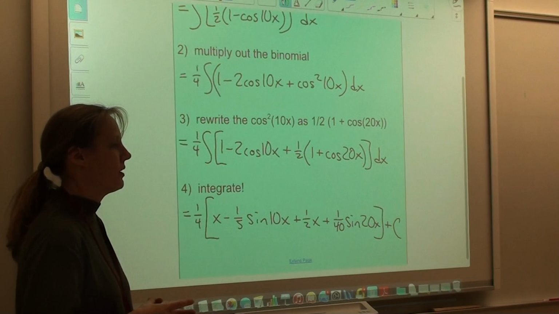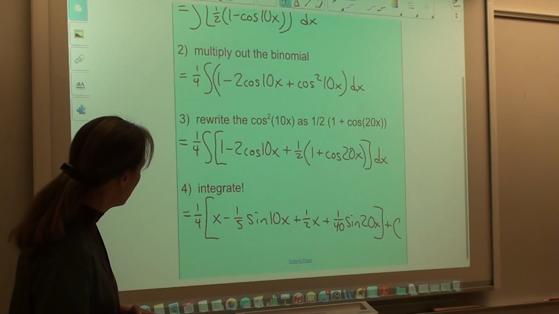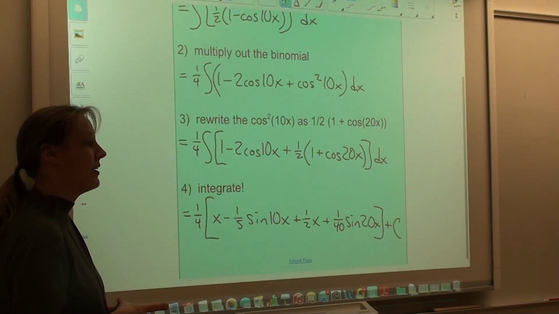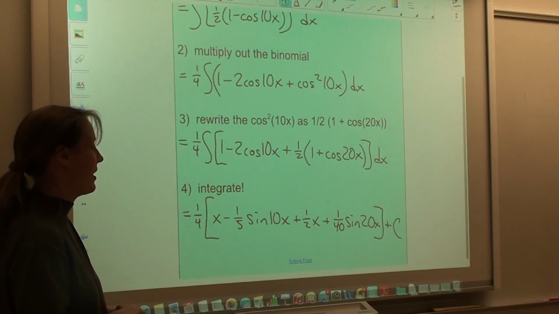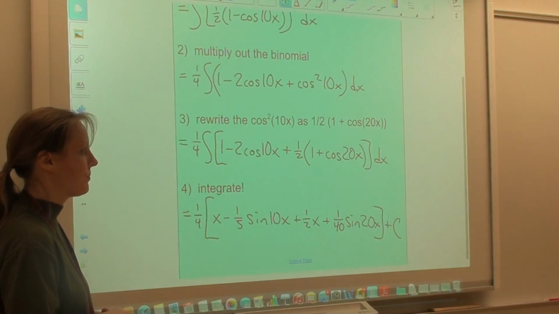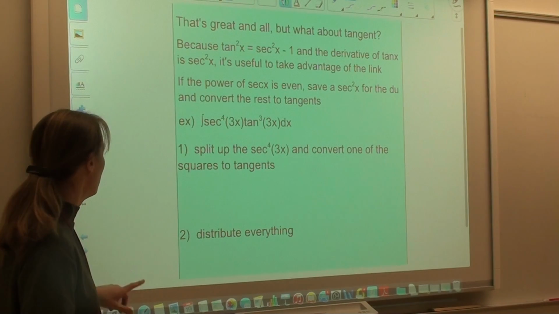Isn't it plus 1/5 sine 10x? Since the integral... Ooh, what is the integral of cosine? Oh, it is sine. Yeah. Okay. Yep, yeah. Easy to get mixed up. Probably one of the most common mistakes. All right. Whoop, going back.